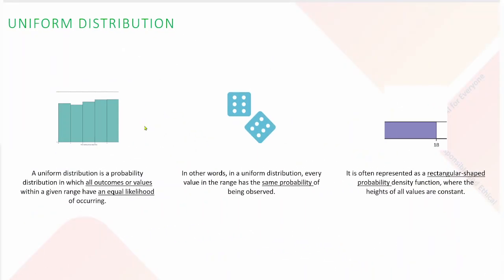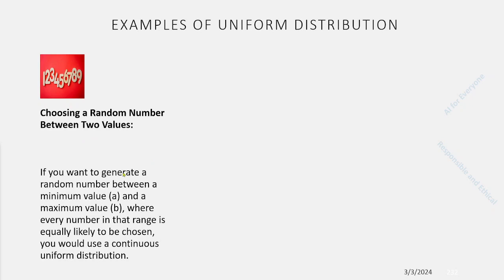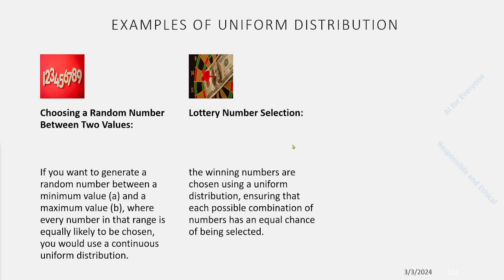Let's look at summarizing. The uniform distribution is nothing but a rectangular shape of the PDF, because every value is equally likely, so you get a rectangular shape. Some of the examples of uniform distribution, let's say choosing a random number between two values. Every value between the two values is equally likely. In that case, we use uniform distribution. Lottery number selection. Again, the winning numbers are chosen using a uniform distribution because every number is equally likely.